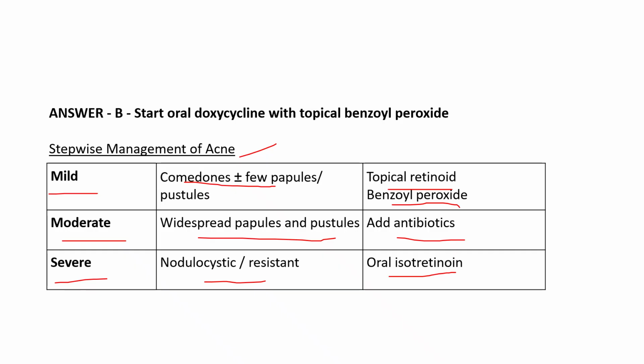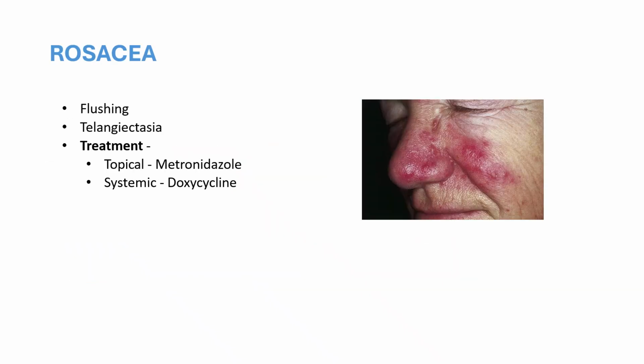So in this case, where the patient is having a few papules and pustules along with comedones, it's a mild variety, but they have already started topical benzoyl peroxide and a topical antibiotic. The next line of management, if it's not responding to the topical antibiotic, is to start an oral antibiotic. You can give oral doxycycline to the patient. That was regarding acne. Mainly the stepwise management in acne is very, very important.